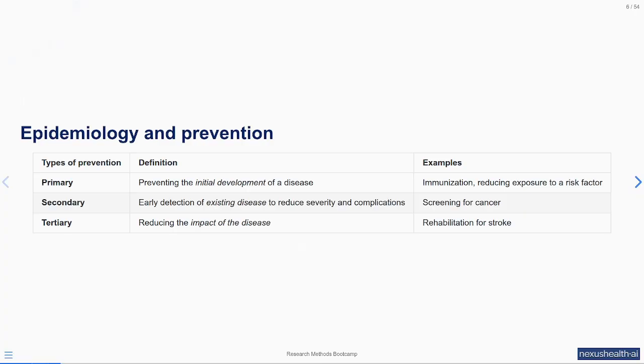Tertiary prevention deals with reducing the impact of the disease. Thus, the disease has occurred, probably caused some complication, and so what we are now trying to do is to reduce the impact of that disease or complication on the individual. An example of tertiary prevention is the rehabilitation of patients after stroke.